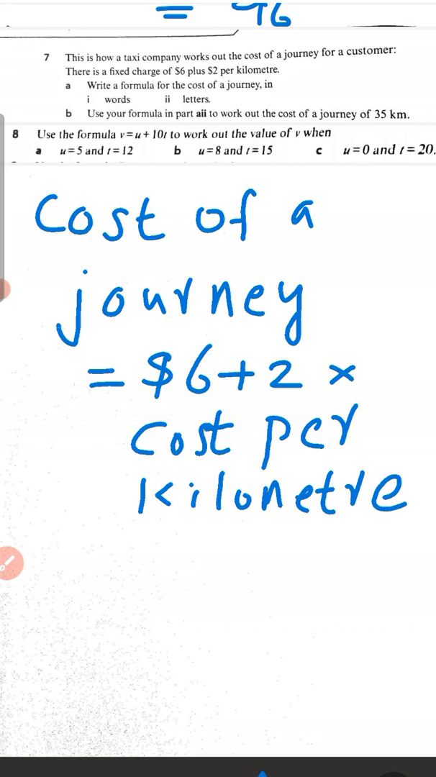Plus 2 into cost per kilometer. This is in words. Now in letters, we can use A for cost of a journey. Okay, then 6 is the fixed charge.